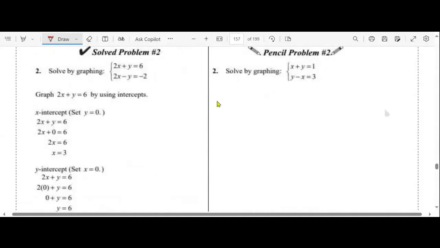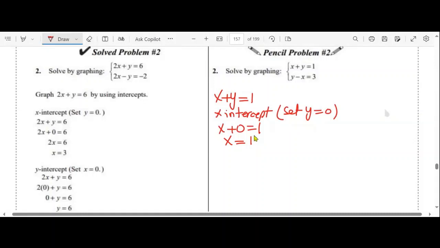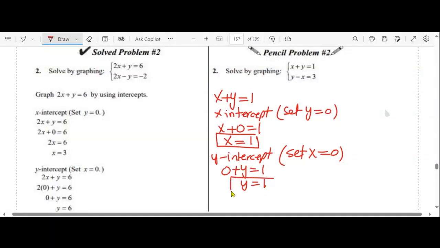Solve by graphing. I have x plus y equal what? 1. So the first thing I need to find is the x-intercept. How can I get the x-intercept? We have to set y equal to what? To 0. Okay, so x plus 0 equal 1. So x equal what? 1. Okay, now we find the y-intercept. You set x equal what? 0. So it's going to be 0 plus y equal 1. So y equal what? 1.